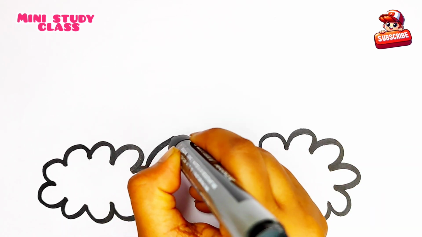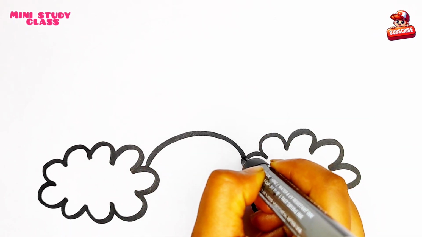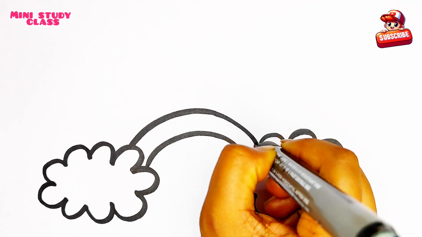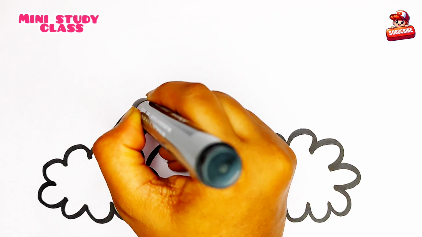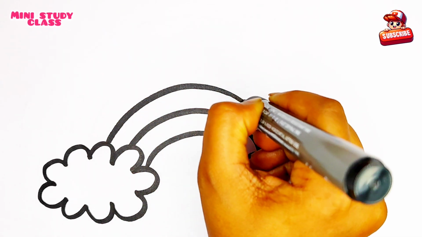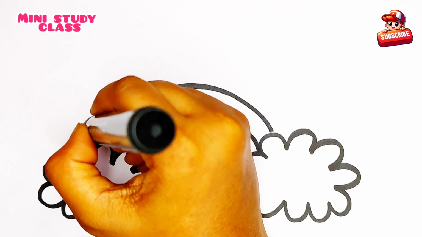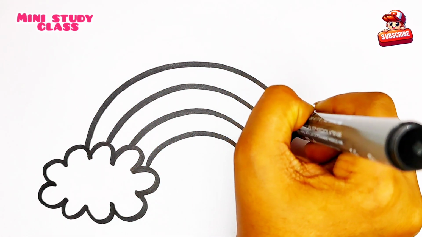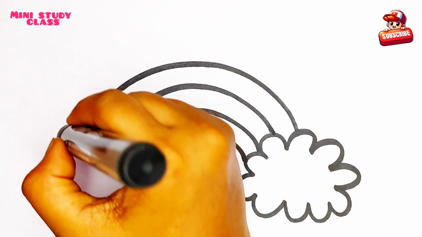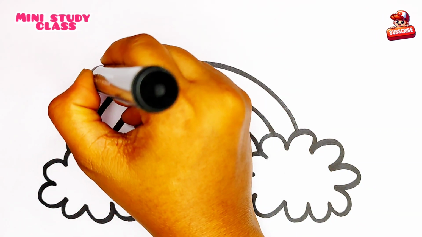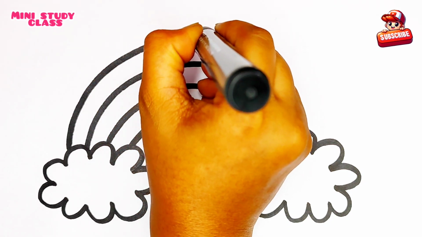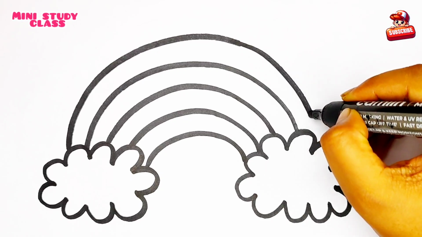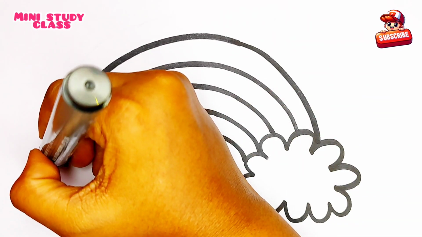Next, it's time to draw the rainbow. One by one we draw curved lines. We draw some big curved lines, like that. We start the curved drawing from the first rainbow and finish it at the second one.